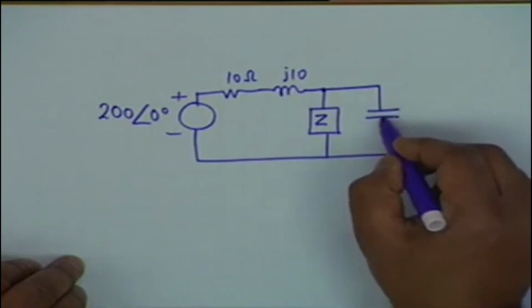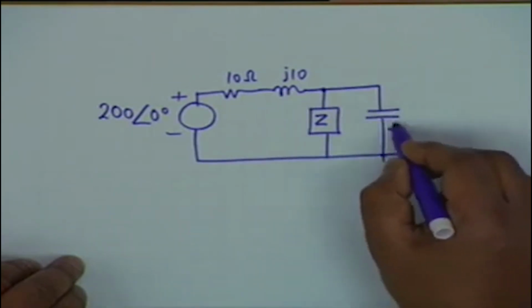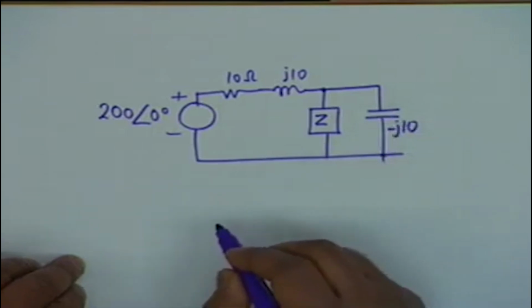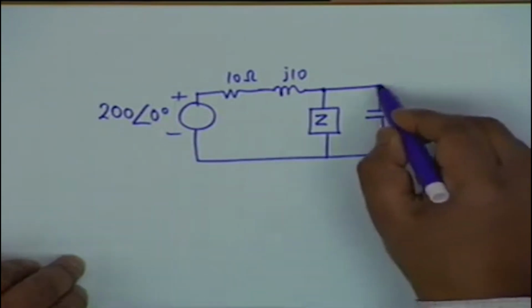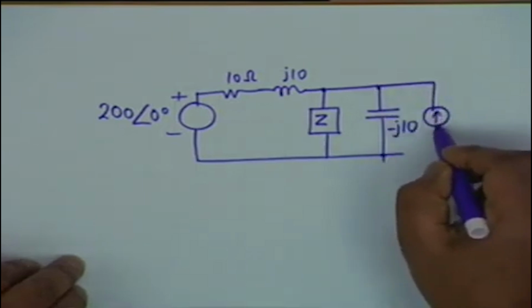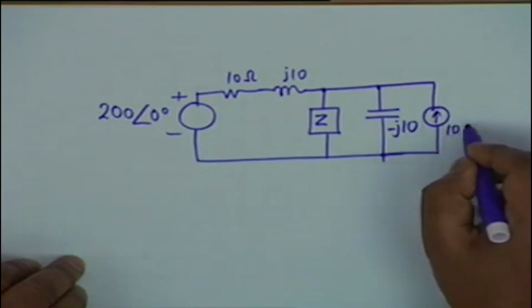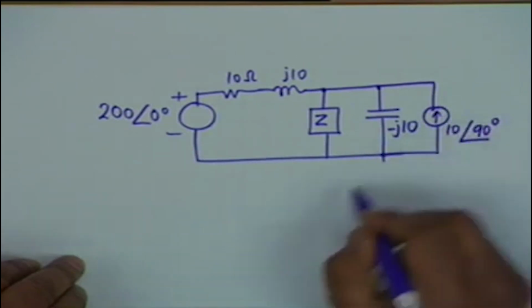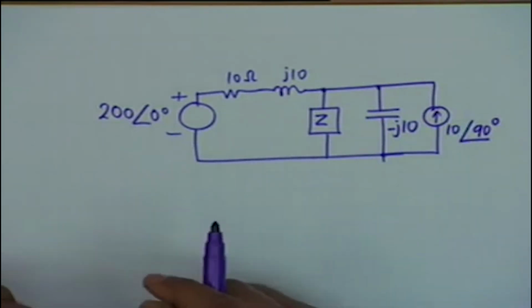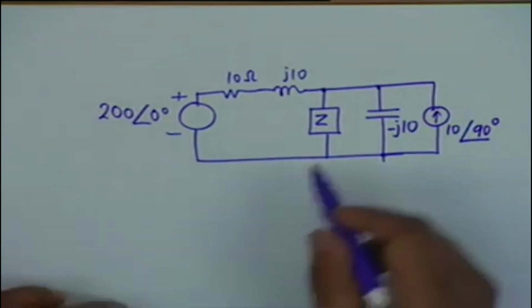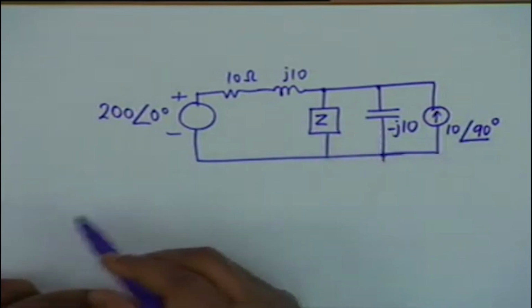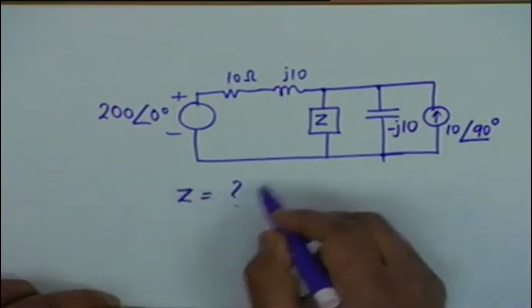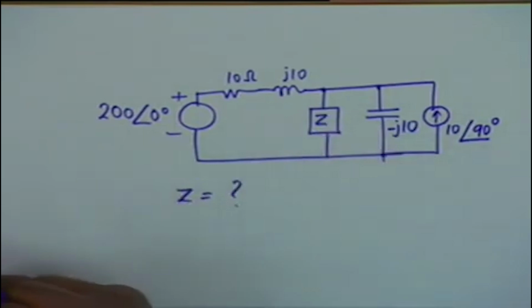which is shunted by an impedance of minus J10, which is that of a capacitor, and a current source which is 10 angle 90. All right. The question is, what should this impedance be so that it absorbs the maximum available power?